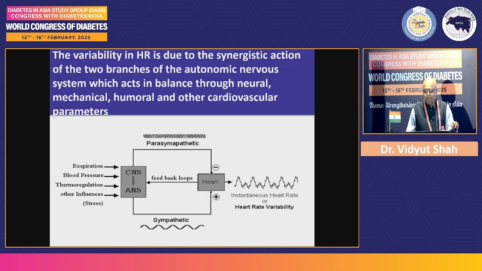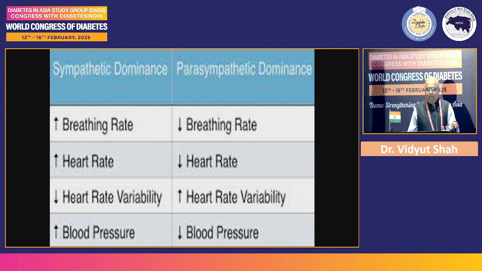The variability in heart rate is due to synergistic action of two branches, sympathetic and parasympathetic, which act in balance through neural, mechanical, humoral, and other cardiovascular parameters like respiration, blood pressure, thermoregulation, and other influences, stress as well. And whenever there is sympathetic dominance, there is increased heart rate and there is reduced heart rate variability. Whereas with parasympathetic dominance, there is reduced heart rate and increased heart rate variability.